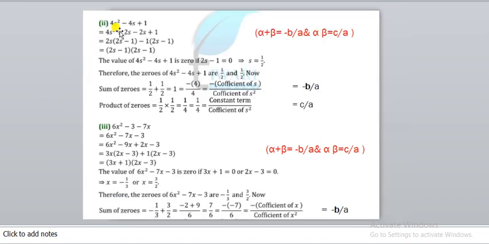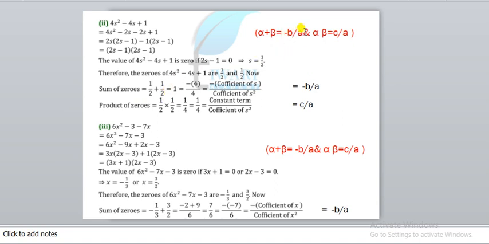Similarly in question number 2, 4s square minus 4s plus 1. Here we will find out by splitting middle term the two zeros of s, that is 1 upon 2. In this case we are getting the same zero, that is alpha is equal to beta. So we will get alpha plus beta here: 1 upon 2 plus 1 upon 2, that is 1.